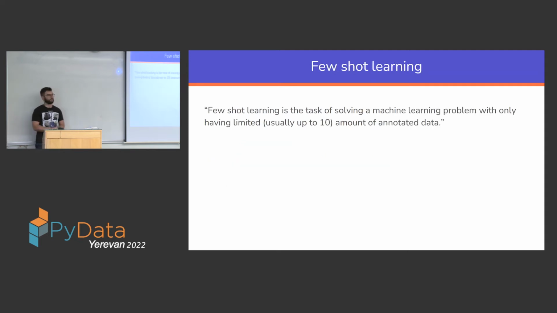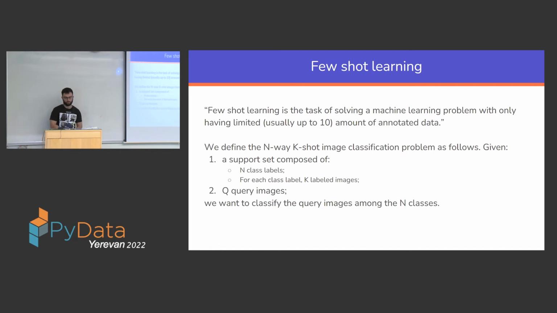Okay, now I will talk a little bit about few-shot learning. We'll dive deep into few-shot classification, and then talk a lot about few-shot object detection. Firstly, few-shot learning is the task of solving a machine learning problem with only a limited amount of annotated data. Let's define the simple few-shot classification problem. Here we have an n-way k-shot classification problem, with a support set that consists of n class labels, and for each class we have k labeled images. Also we have q query images, and we want to classify the query images among these n classes. So this is the problem statement that we want to solve with few-shot image classification.